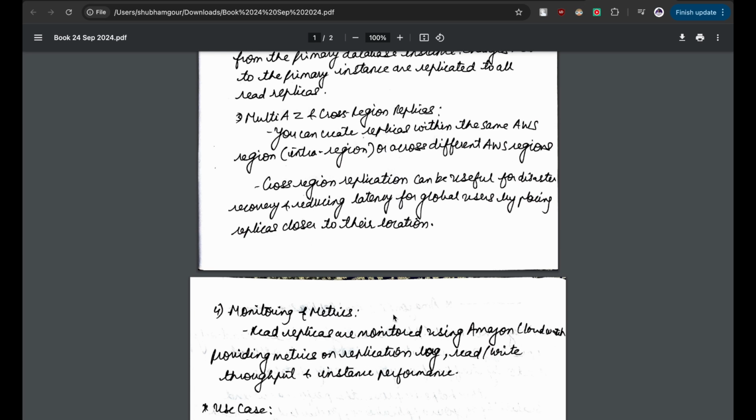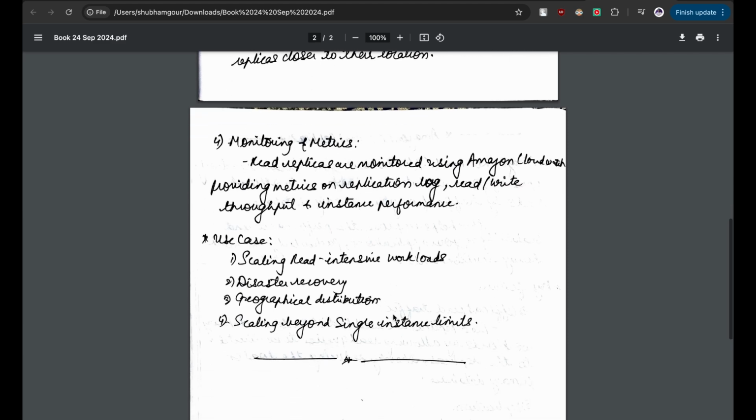So let's consider that you are someone who lives near US East. I'll take the US East region and place my replica over there, right? It will be easier for you to read from the replica, and the user won't face any sort of downtime. Next is monitoring and metrics. Read replicas can be integrated with CloudWatch, and here we can get the metrics and replication logs for read-write throughput based on the performance and the traffic generated.